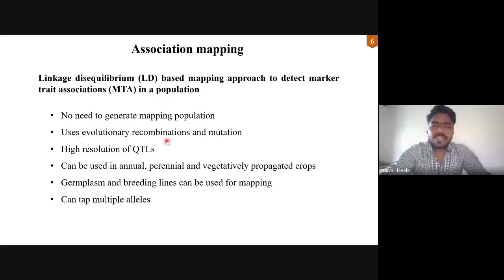It uses evolutionary recombinations and mutations. And because of a high number of recombinations, we are going to have a high resolution of the QTLs. Then it can be used in annual, perennial, and vegetatively propagated crops. And germplasm and breeding lines can be used for mapping. And one more advantage, which is very important, is we can tap multiple alleles. In case of conventional biparental mapping, we are using only 2 parents, and that's why the maximum number of alleles that we are going to study for a trait will be 2. But in this case, we are using a large collection of accessions. That's why we have a diverse panel, and we will have multiple alleles for a particular trait.